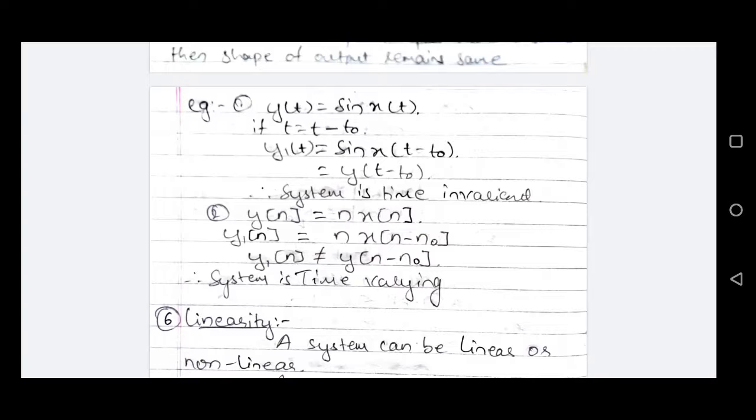If the output expression was equal to n minus n naught times x of n minus n naught, then the system would be time invariant. But here the expression is n times x of n minus n naught, which is not equal to y of n minus n naught. Therefore, the system is time varying.